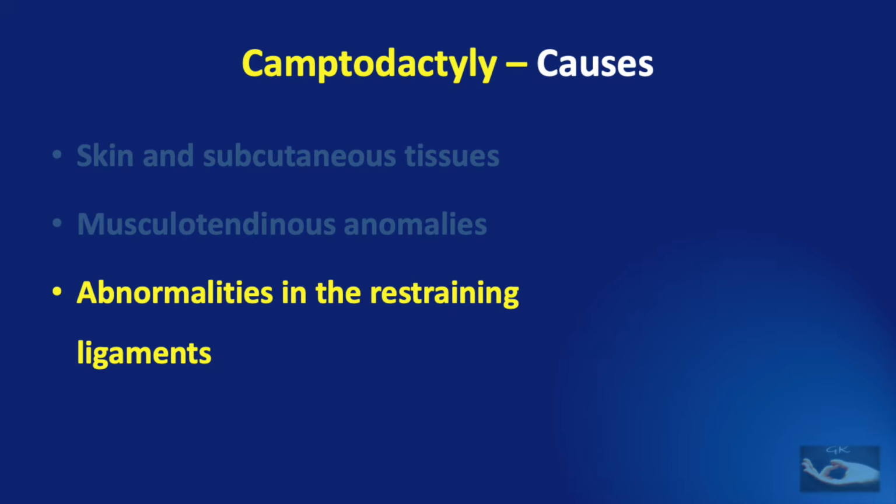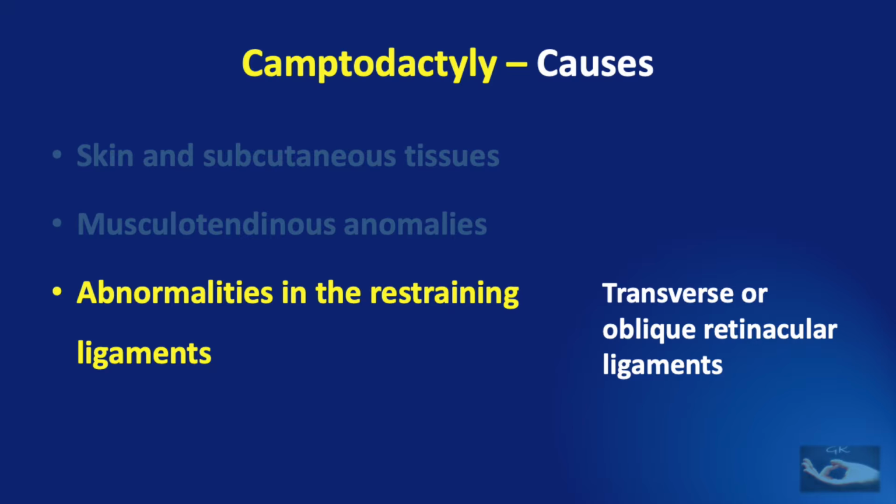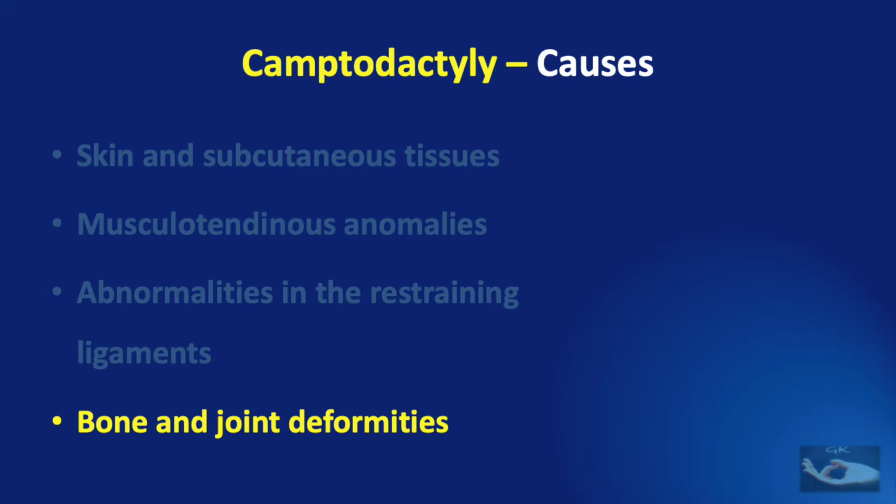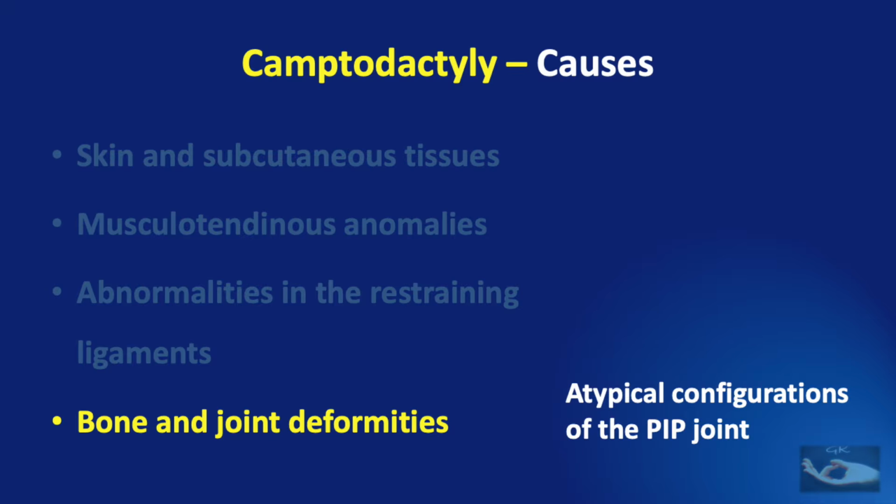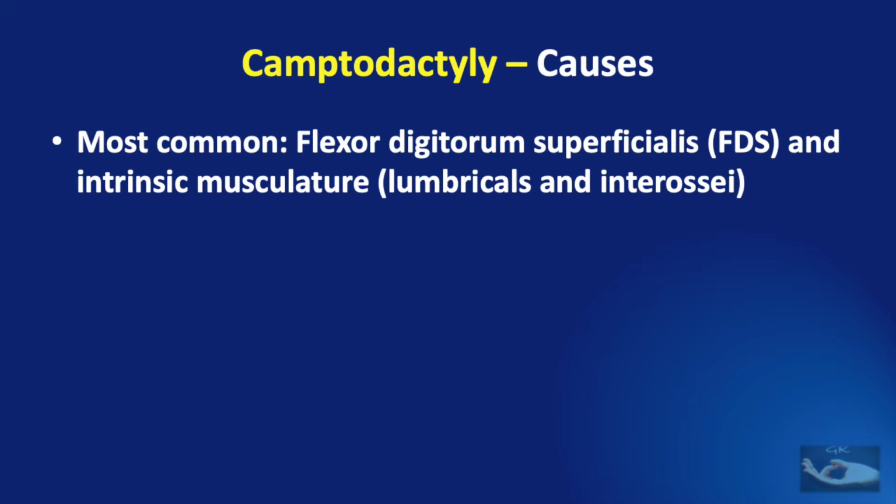Abnormalities in the restraining ligaments like the transverse or oblique retinacular ligaments could be a cause, and even bone and joint deformities like atypical configurations of the proximal interphalangeal joint could be a cause of congenital camptodactyly. Even though there are so many postulated theoretical causes, the most common is an anomaly of the flexor digitorum superficialis (FDS) and intrinsic musculature, either the lumbricals or interossei.